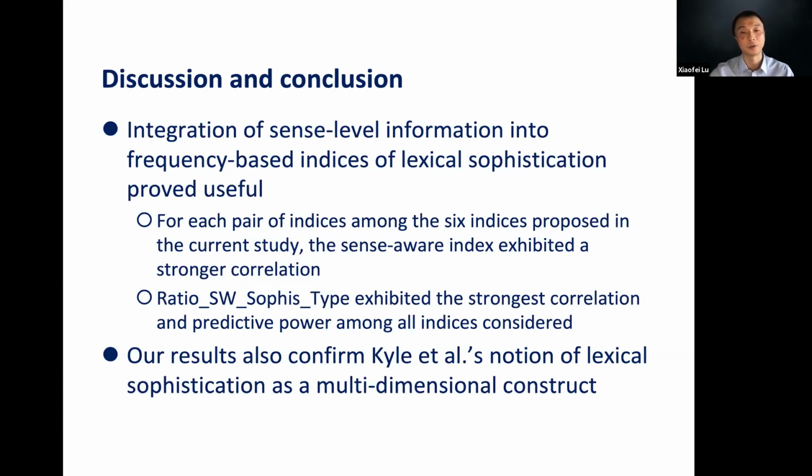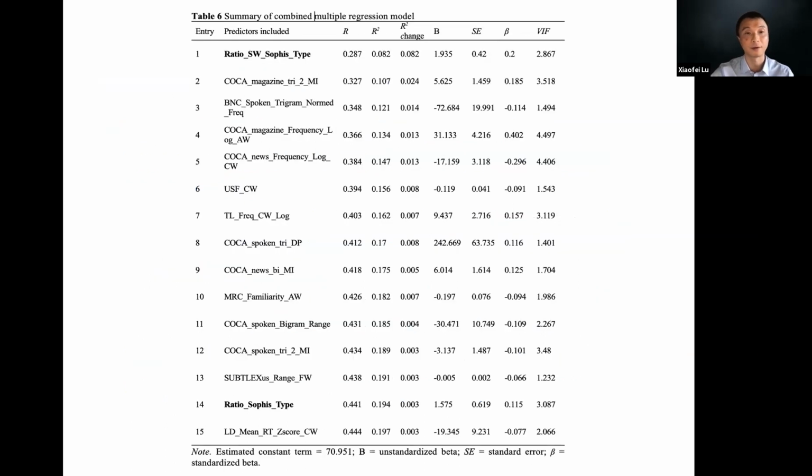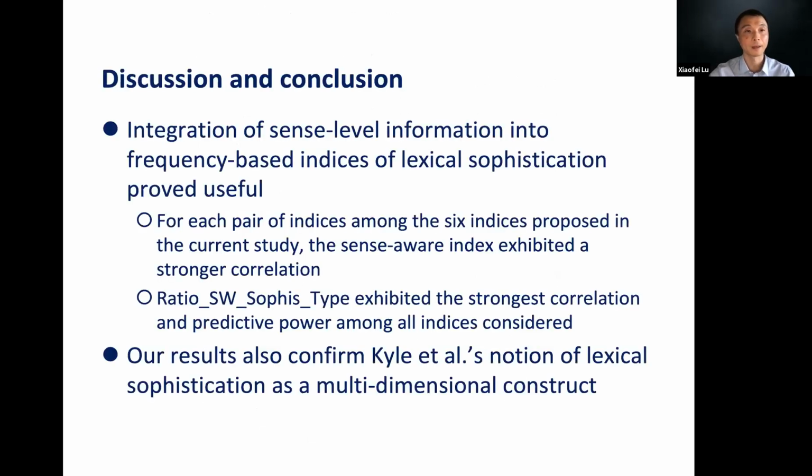TALES had a very large number of indices of different kinds of categories that have been shown to be useful. At the same time, I think our results also confirm Kyle et al.'s notion of lexical sophistication as a multi-dimensional construct, because in the final model, we do see that different types of indices were contributing to explaining the variance in the holistic scores, right? It's not just frequency or range, but we see different types of information being useful.